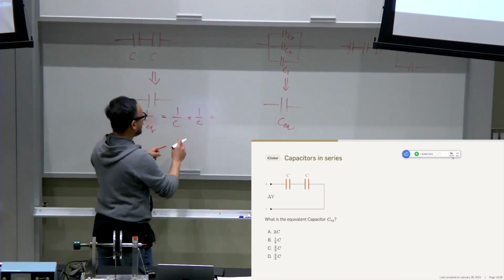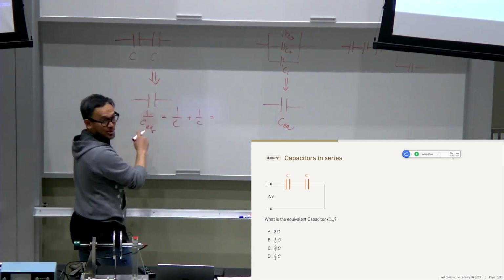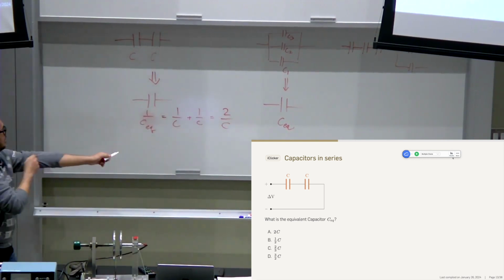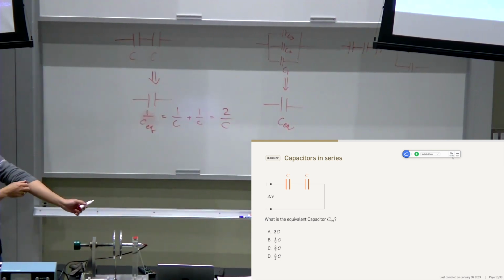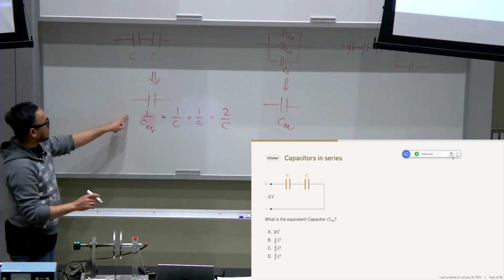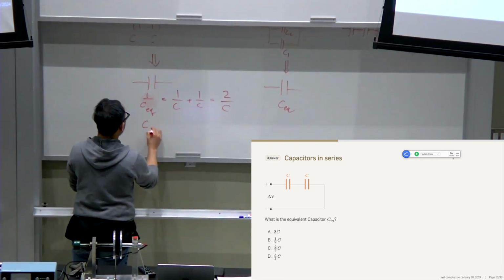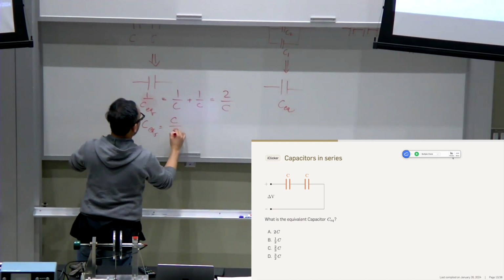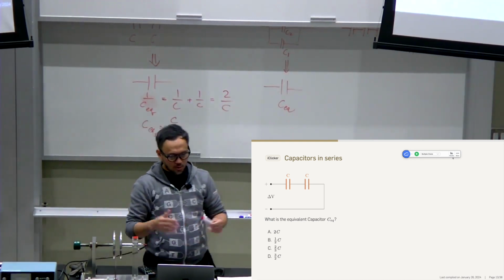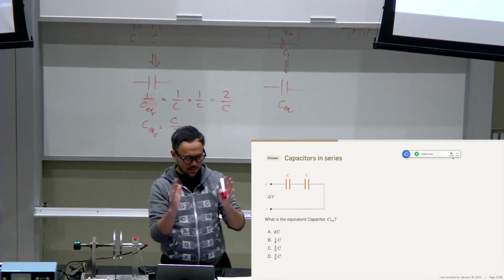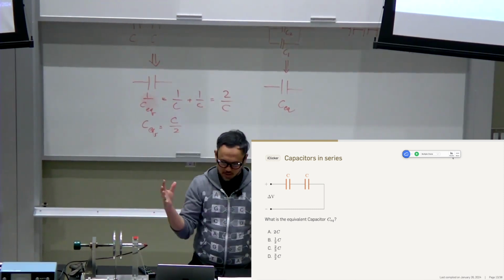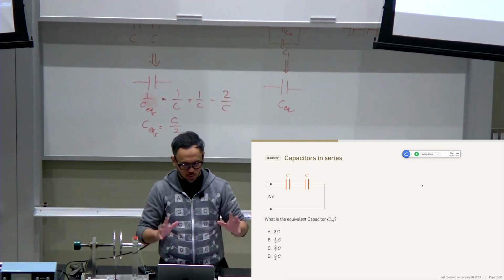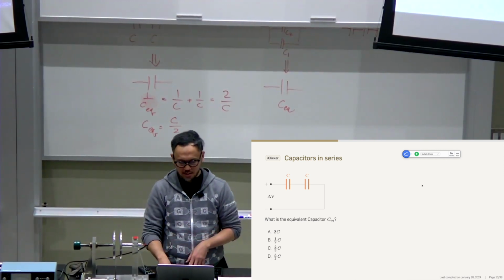2 over C. This is not 2 over 2C. That's not the case. Just want to make sure. Are we done? No, you need to take the inverse of that. So this one, C equivalent is equal to the inverse of that, C divided by 2. So when you connect two identical capacitors in series, you reduce the total capacitance. So that's the easiest way to make a smaller capacitor.